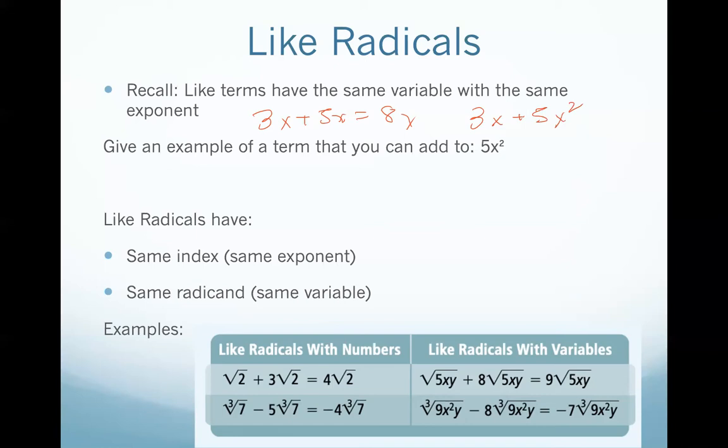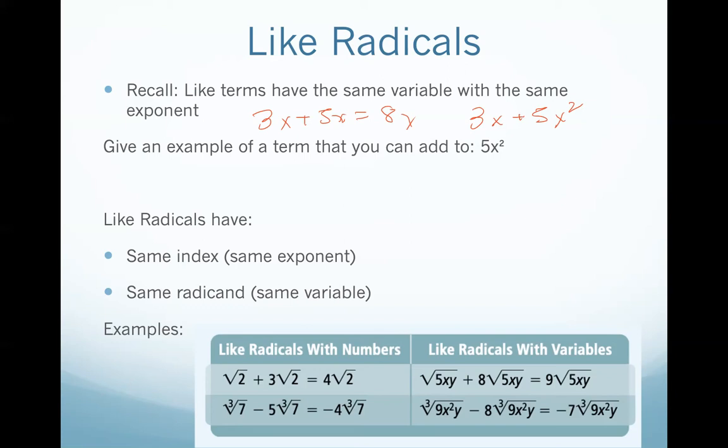Like radicals are very similar in the fact that they still have to match in order to add them together. But instead of matching variable and exponent, we're looking at index and radicand. So the index, remember, is kind of like an exponent. So we're still looking at having the same power. And then the radicand, sometimes it will have a variable, sometimes it has a number, but either way, it still has to match.